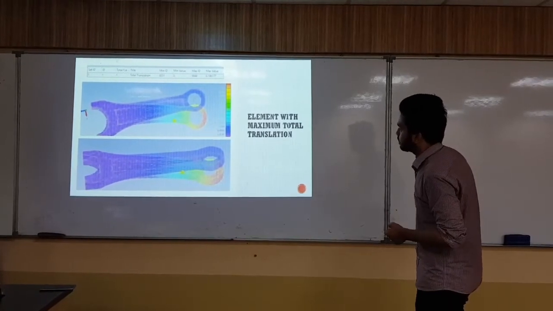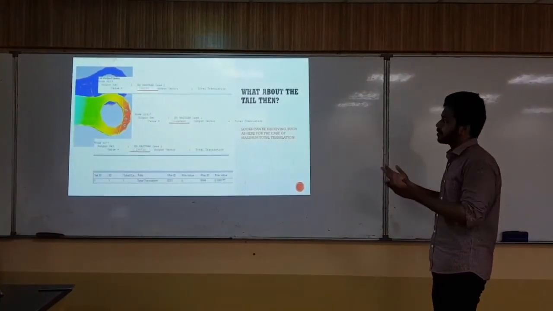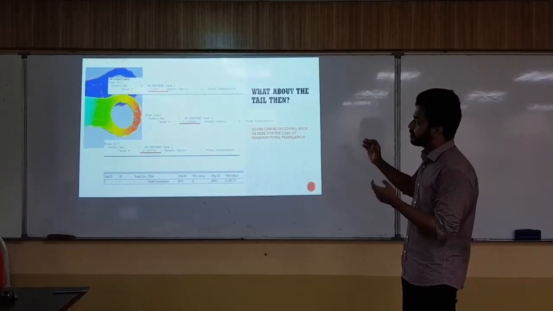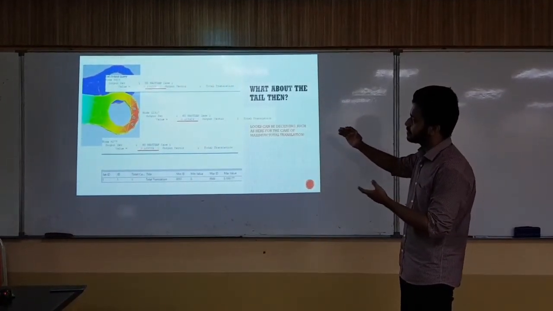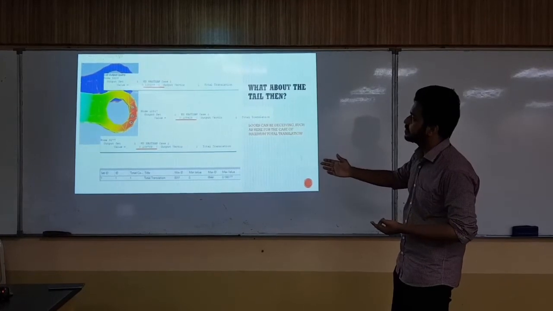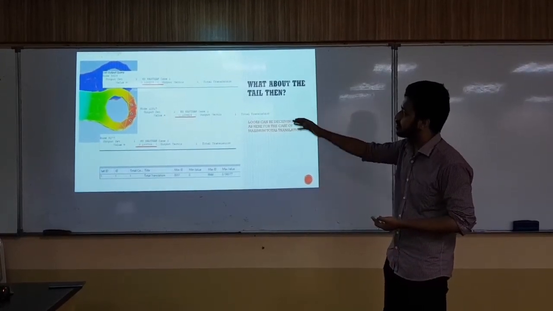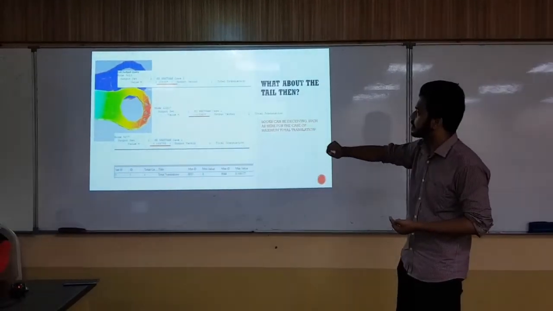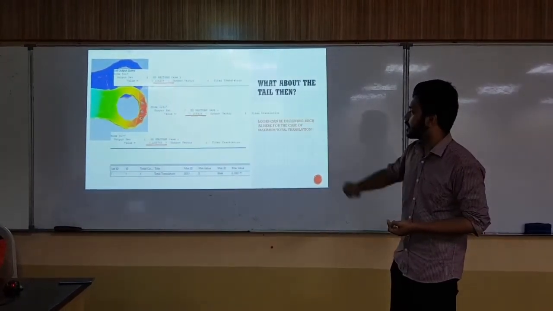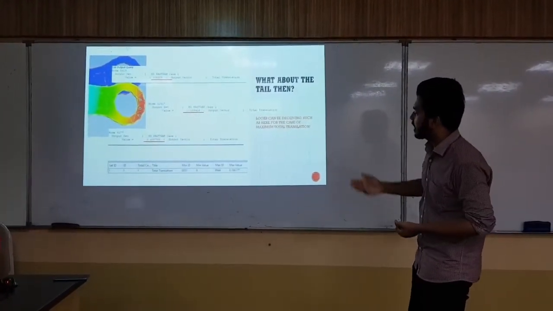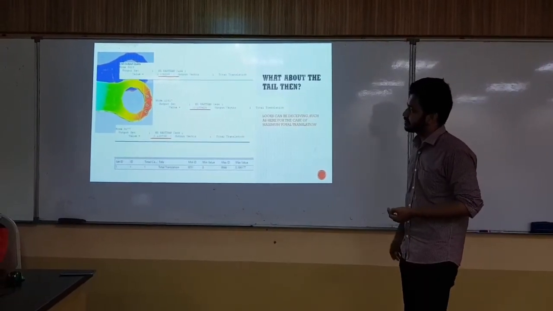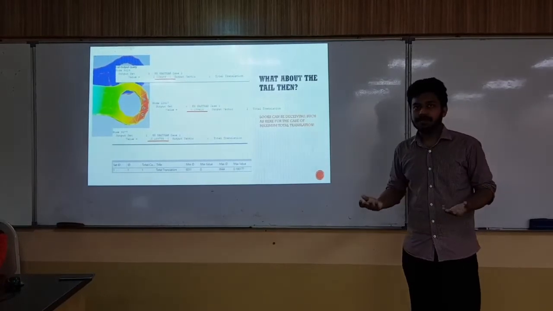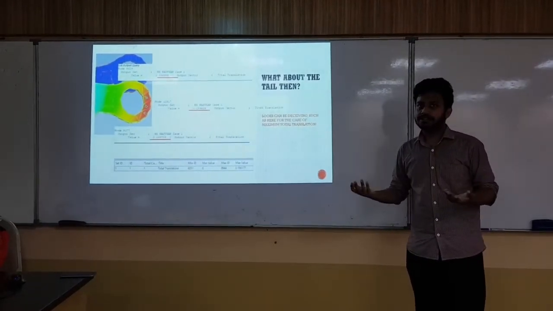So if we move on, then we can actually show that the result is correct, because I have then used the element picking ability to pick some elements along the tail, and you can see that along the tail the maximum total translation is around 0.186, 0.189, 0.189. It does not cross our maximum value of 0.196. So what does this tell us? It just tells us that sometimes the contouring, the colors might not be enough.